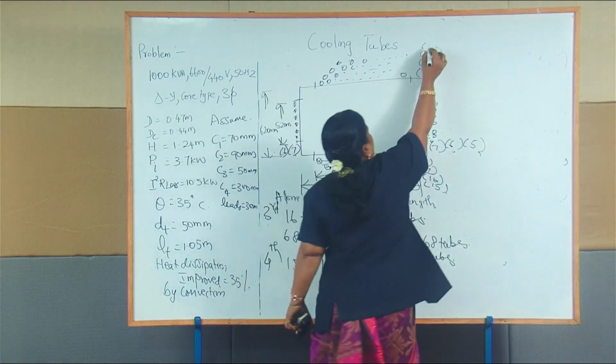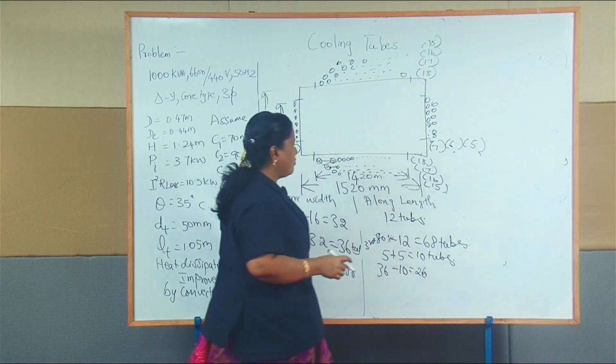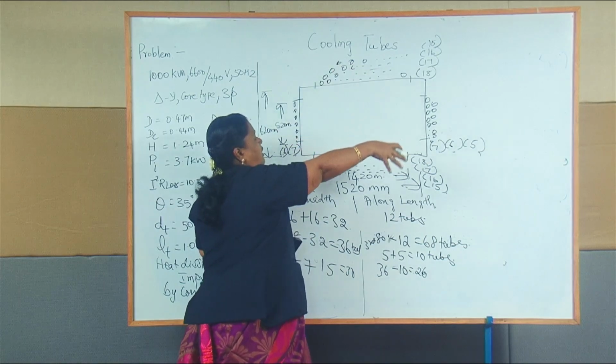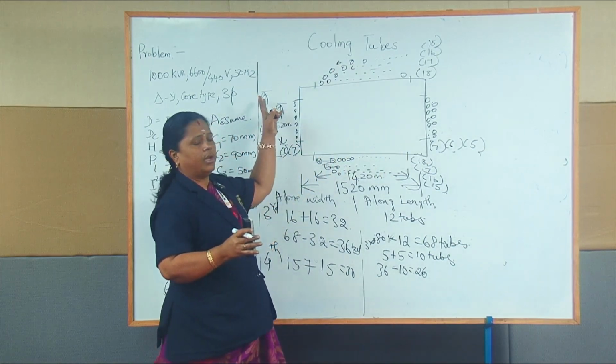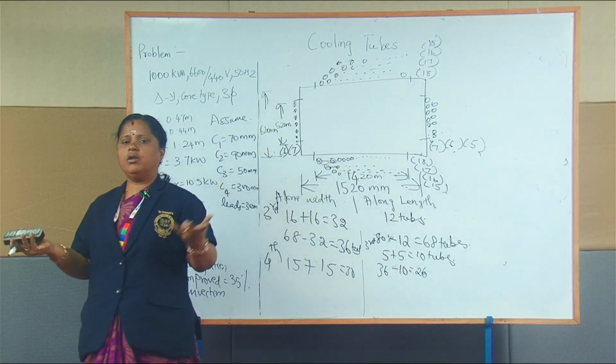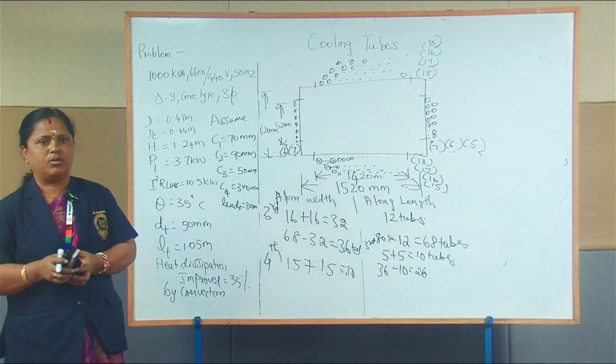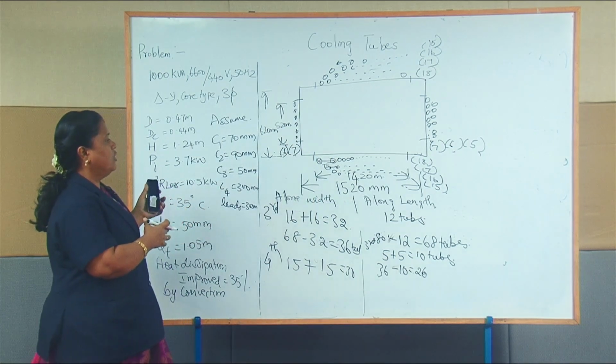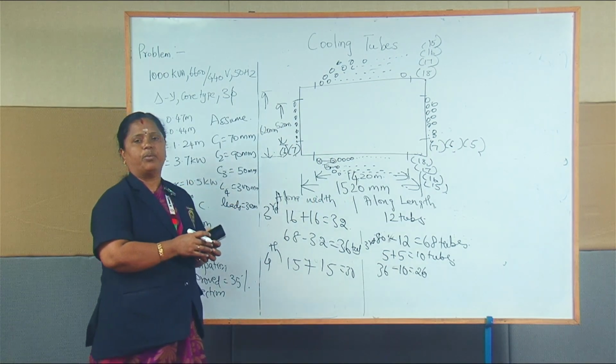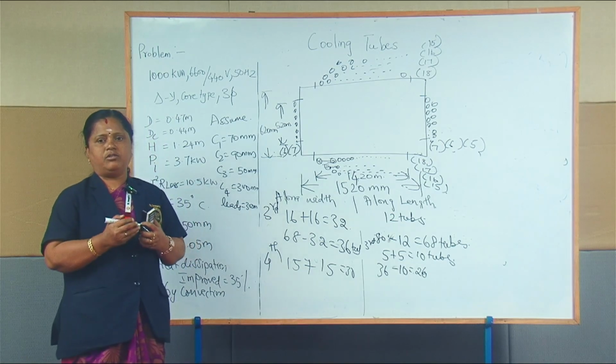Okay. So, I have placed 15 tubes. So, totally, if I add all the tubes, it will come around 154 tubes, or up to 160 tubes you can go. So, this is how we are supposed to solve a cooling tube problem. Hope you would have understood. Thank you.